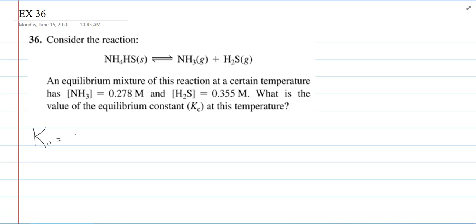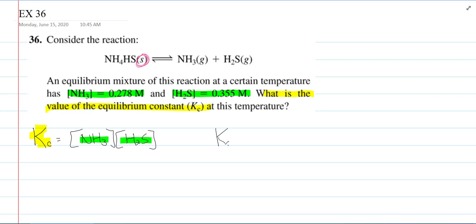Kc is equal to the concentration, in this case we're using concentration because that's what the problem gives us, of NH3 times H2S. And then if you look, we have a solid here, don't we? Since that's a solid, it's not in the equilibrium constant expression. Well, now I have data here for ammonia and H2S. I have these. And we're looking for, what is the value of Kc? I'm looking for that. I can solve.